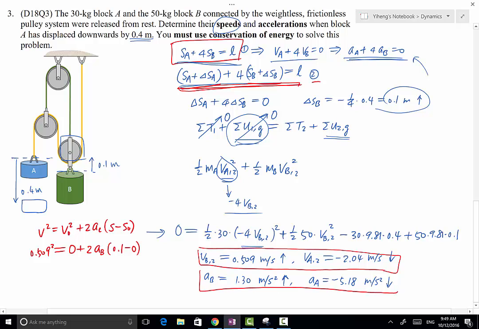You can try to solve this problem using Newton's second law, the equations of motion, and you should be able to get the same results.